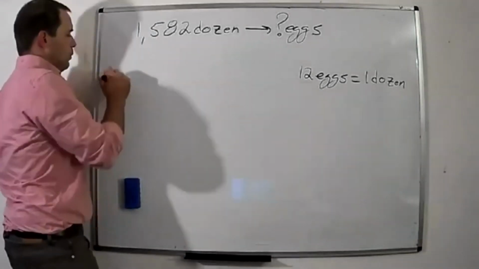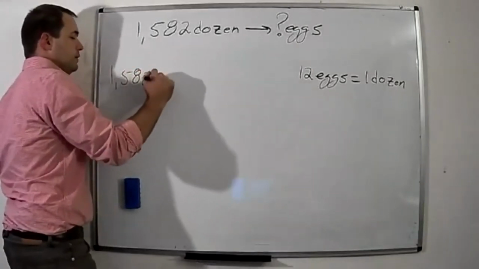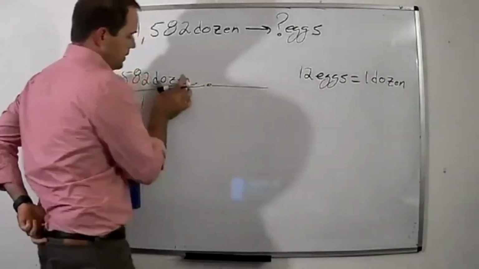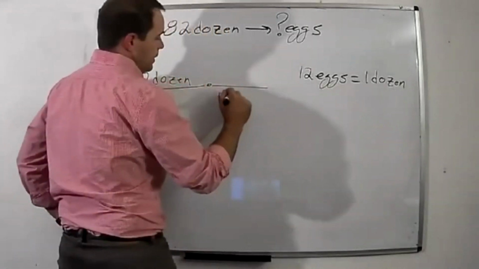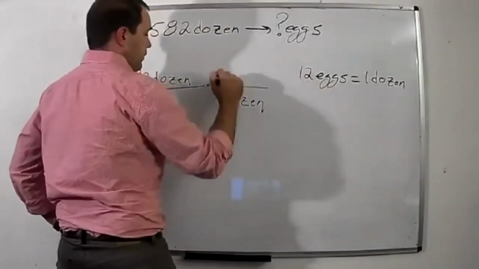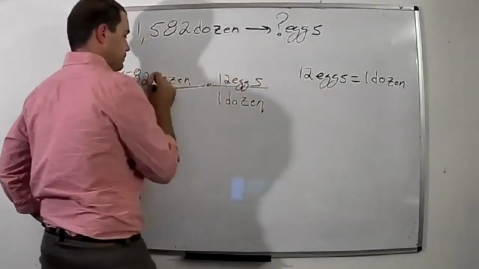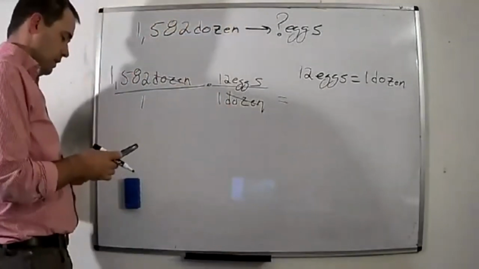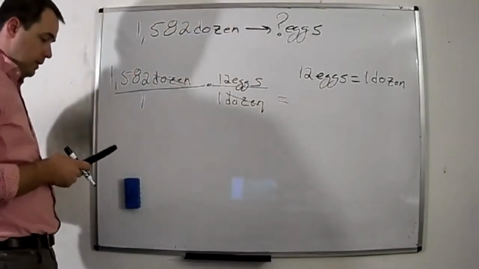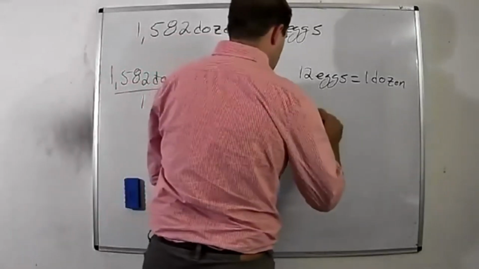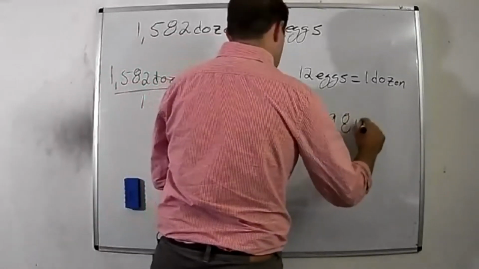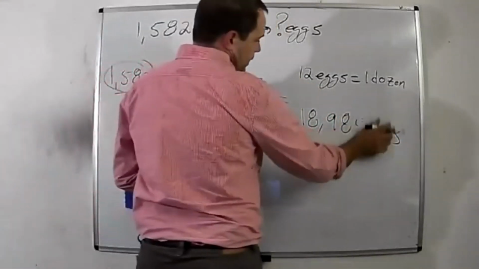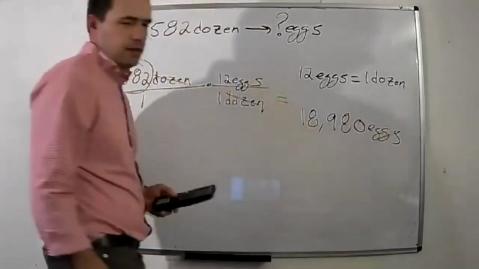I want to see the dimensional analysis. Okay. See if you can set that conversion up right? All right. 1,582 dozen over 1. This time we need the dozen to cancel out. So the 1 dozen is going to go in the bottom, and 12 eggs is going to go on top. So 1,582 times 12. You gathered 18,984 eggs. But if we get all sig figgy, 4 sig figs, 18,980 eggs.